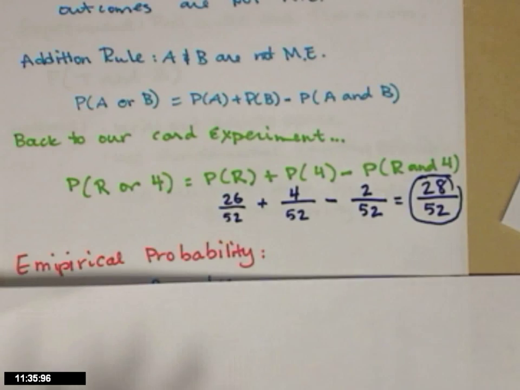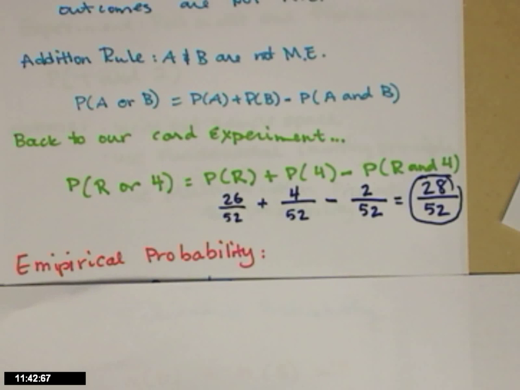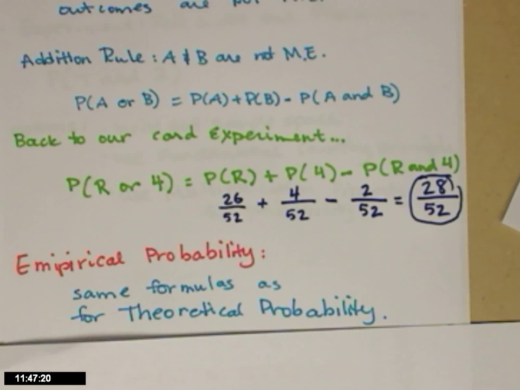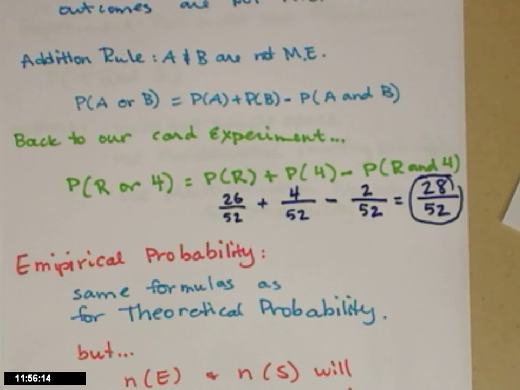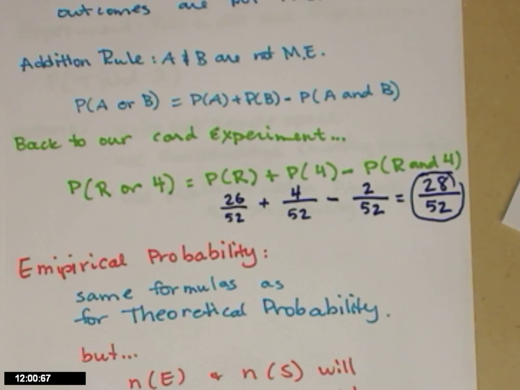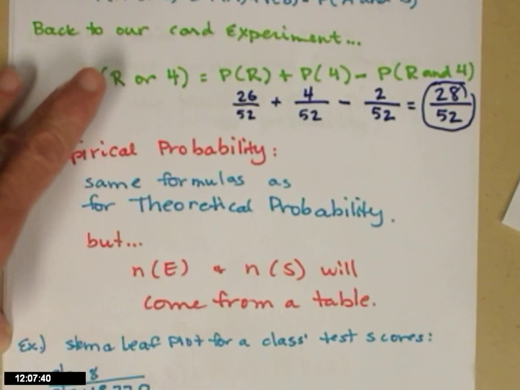Okay, so far I've been talking about theoretical probability. We could also have empirical probability. So we're going to use the same formulas as we've been using for theoretical probability, but we get our values for the number of favorable outcomes and the number of elements in the sample space from a table. So here's an example that I just made up off the top of my head.